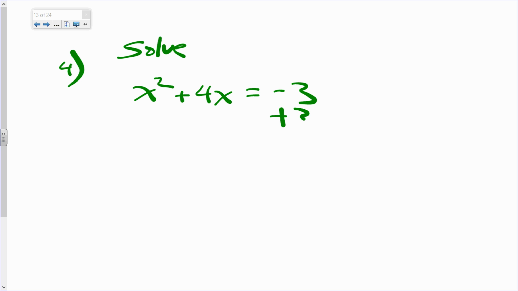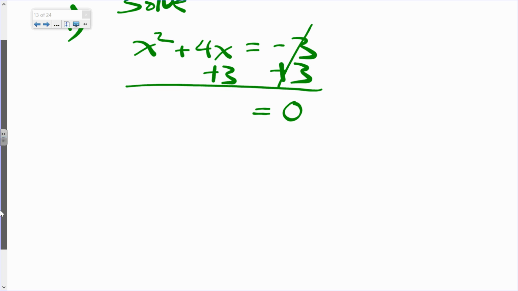Watch this. So I have 0 on the right. What's 4x plus 3? Can't do that. Think of last week. Like terms. These are not like terms. So I have a trinomial. There's a trinomial on the left. Now we're back to square one.